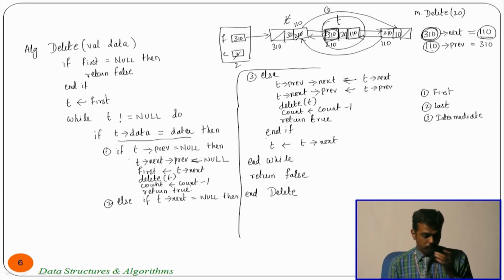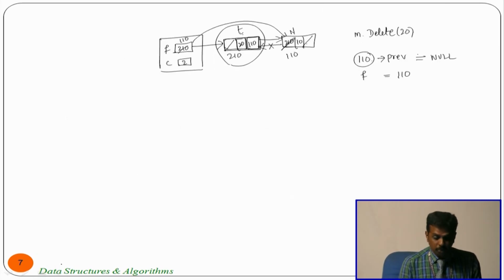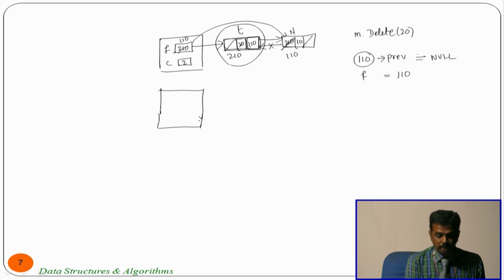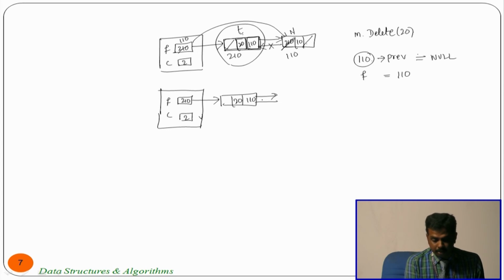and then return true, okay. And then the next case is the node to be deleted is present at the last. So here is another situation: F and 210, and then count is 2, okay. So now as per 20 and 110, now this contains 10, 210, 110, and then 210, okay.